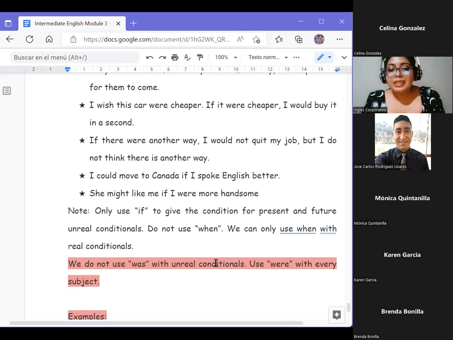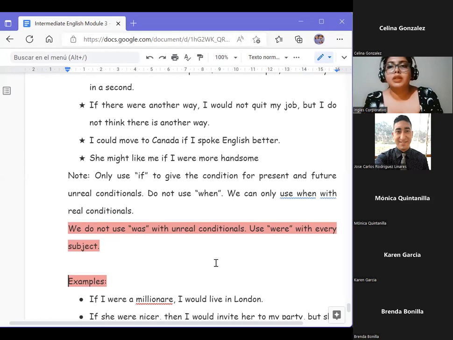Then, in this case, we were making a specification in which it's saying the only use is to give the condition for present and future unreal conditional. And we are not going to use when, because this word is only used when we are talking about real conditional. So in that case, we are not going to use when with these structures. And something that we were talking about also is that we are not going to use was with the unreal conditional. We are going to use were with every subject. But also we were saying that it depends on the way in which we want to express the idea. So in that case, it is not a big problem.